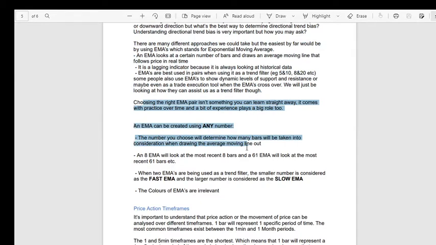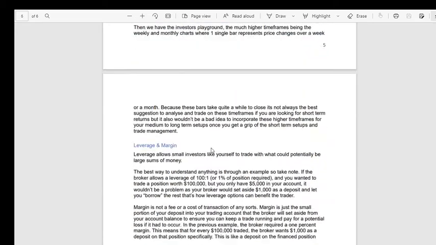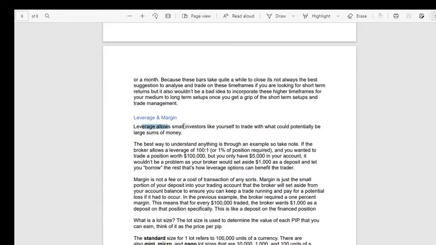An EMA can be created using any number. Two EMAs, a fast and a slow EMA. The price action framework ranges from one minute to one month periods. Generally, scalpers are looking to place many trades in one opportunity, and the most common time frames are 15 to 30 minutes and hourly. So you leverage, which lets a small investor like yourself trade the potential of a large income.